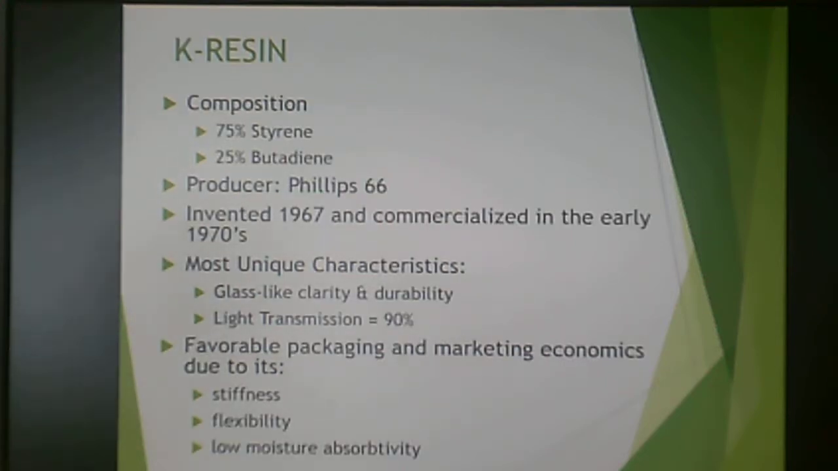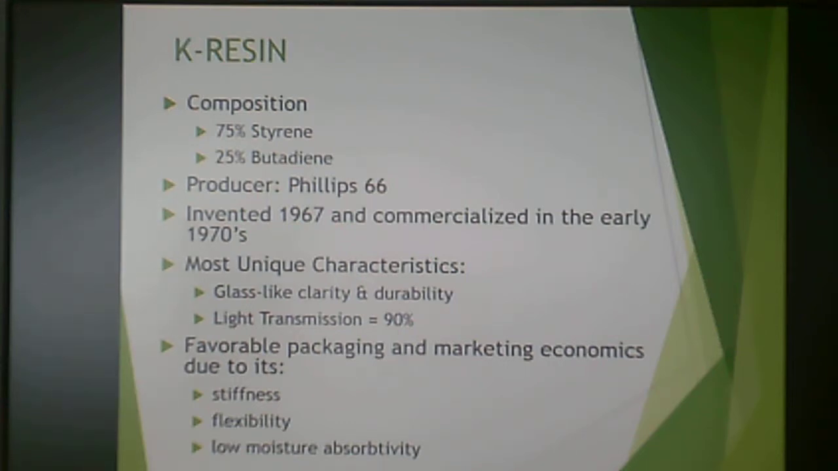When we're talking about K-Resin, we're talking about 75% styrene and 25% butadiene co-monomer composition. And this is typically produced by Chevron Phillips, or Phillips 66. It was invented in 1967 and commercialized in the early 70s. And it has glass light clarity and durability. It's 90% light transmission. That means it's amorphous.